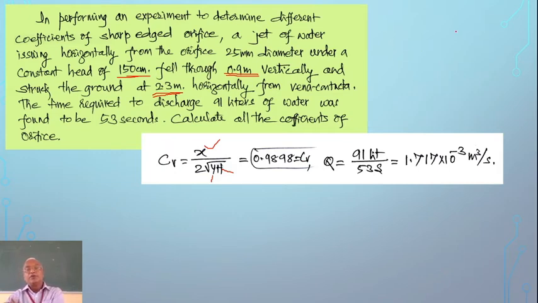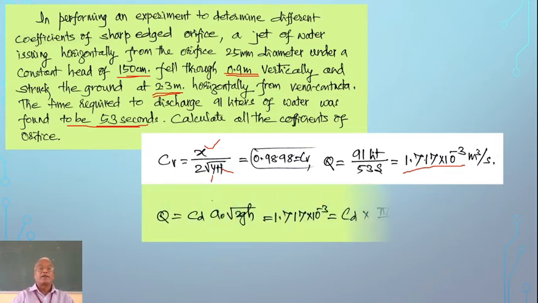Now Q is equal to 91 liters divided by 53 seconds, because it is said that 91 liters of water was collected in 53 seconds. So the discharge rate would be 91 liters divided by 53 seconds. If I want to convert 91 liters into meter cube, you have to multiply by 10 raised to minus 3 and divide by 53. I will be getting 1.717 or 1.72 into 10 raised to minus 3 meter cube per second.